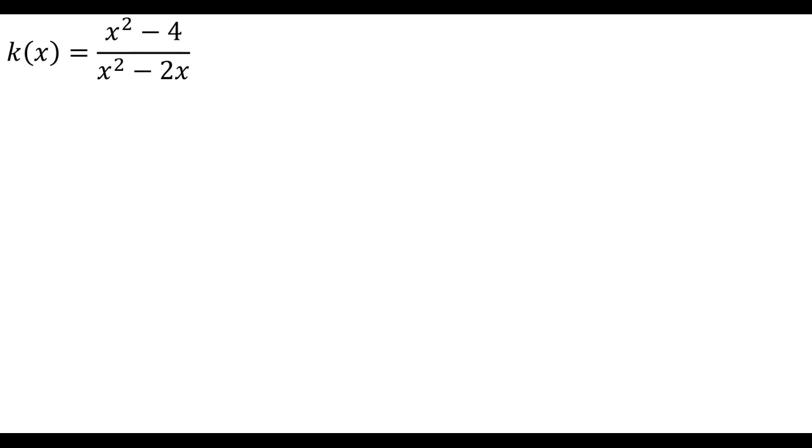So the first thing that we need to do, our goal here is to sketch this rational function, is to get the numerator and the denominator both fully factored. So the numerator is a difference of squares. It will factor into an x plus 2 times x minus 2. The denominator sometimes throws people off, but it's actually one of our easy ones. We can factor out a greatest common factor of x. So factor out an x and you're left with an x minus 2.